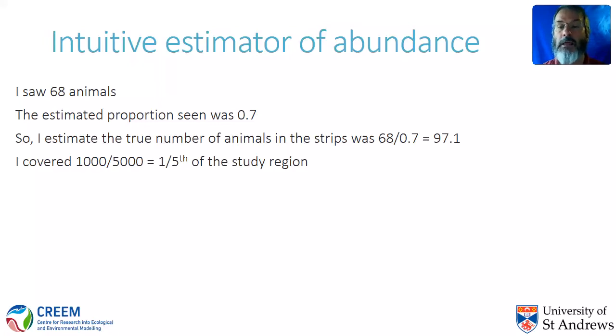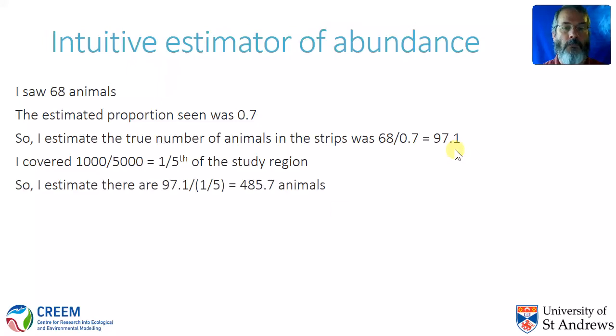If we know that there were 97 animals occupying 20% of our study area, where did I produce the number 20%? Well, our little a was 1,000 and our big A was 5,000. So we visited 20% of the study area. So I'm guessing we're going to produce our estimate of the total number of animals in the entire study region by multiplying this number by 5. Multiplying this number by 5 is the same thing as dividing this number by 1/5.